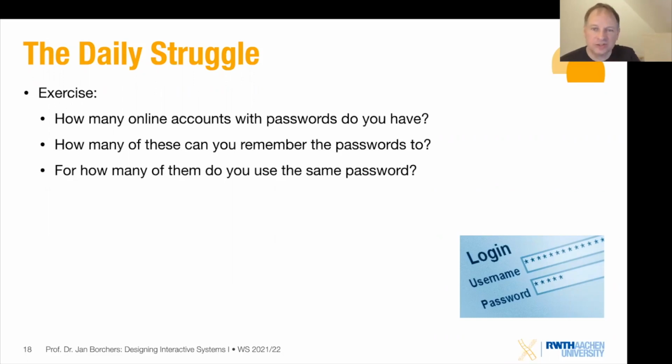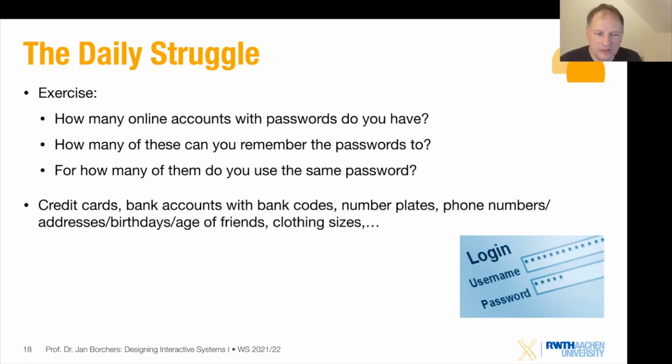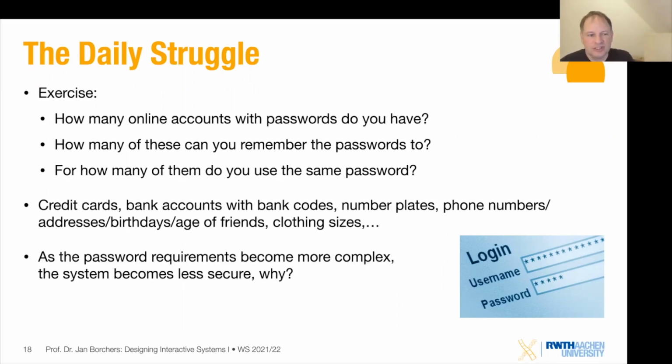And now this is just online accounts, right? Now think about credit cards, your bank accounts with your wonderful IBAN numbers these days, your number plates if you have a car or some other vehicle, phone numbers and addresses and birthdays and the age of all your friends, clothing sizes of yourself and your significant other. So there's a lot of stuff out there, right? That we kind of think that we know all these things, but of course we really don't, right?